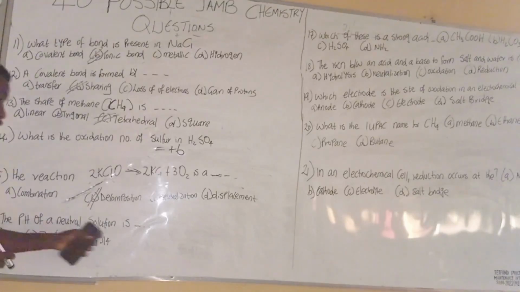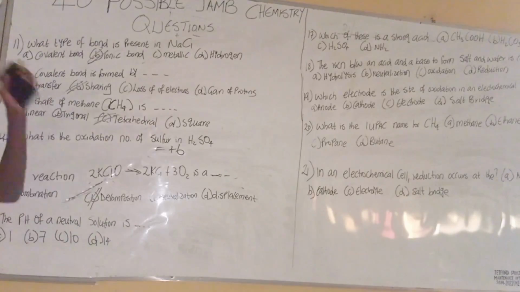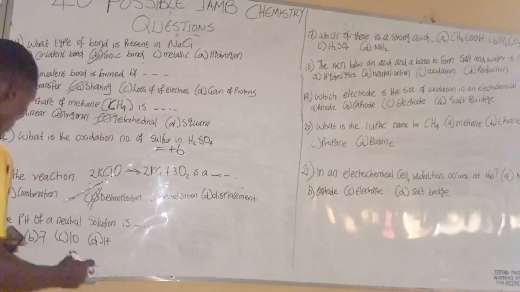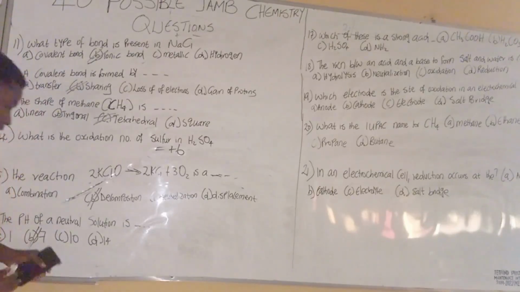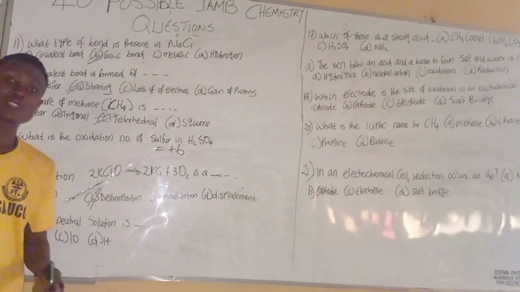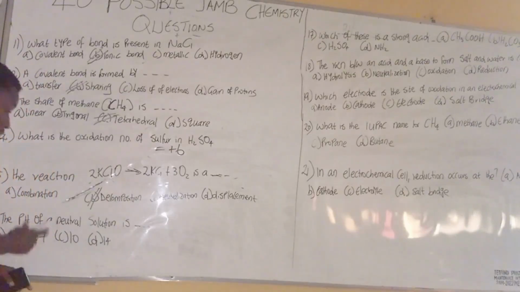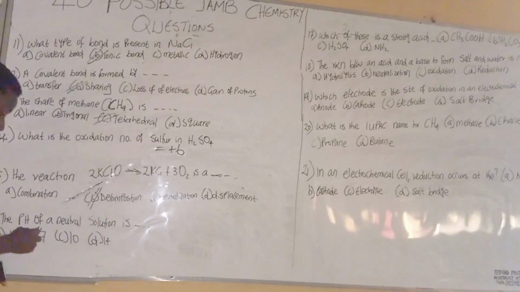The pH of a neutral solution is. So the pH of a neutral solution is supposed to be what? 7. It is not 1. When it is 1, it is very acidic. When it is 10, it is basic. And when it is 14, it is very, very basic. But for a neutral or neutralized solution, it is 7.